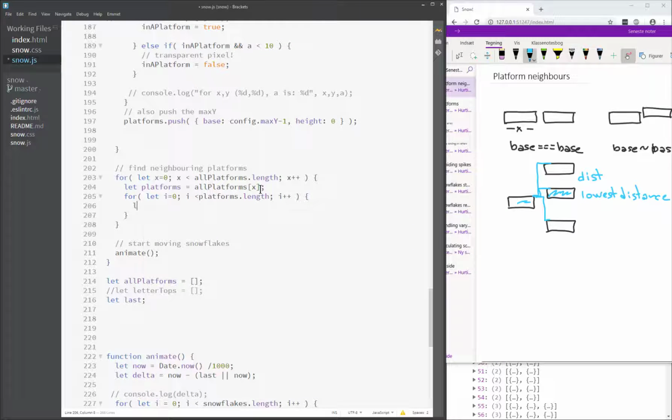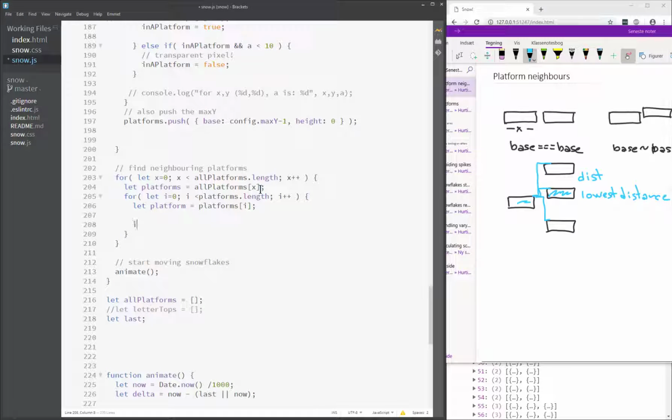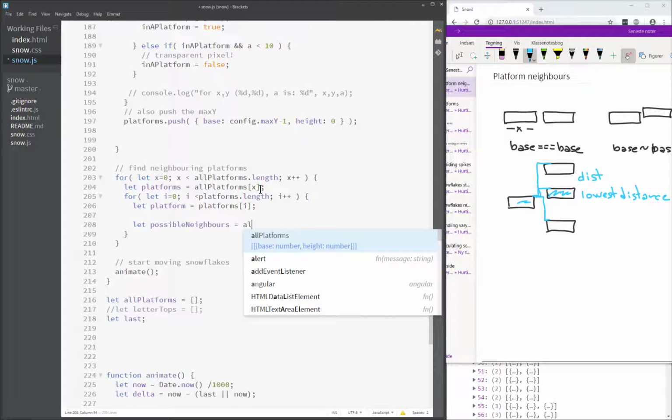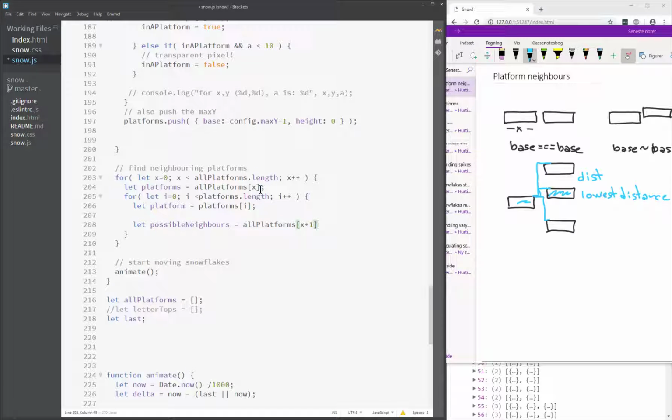And then my platform that I'm going to examine is this, platforms I, the ith platform. The possible neighbors, that would then be all platforms of not X but X plus 1. That would be the next. And then I would need to loop through all of them, like here.